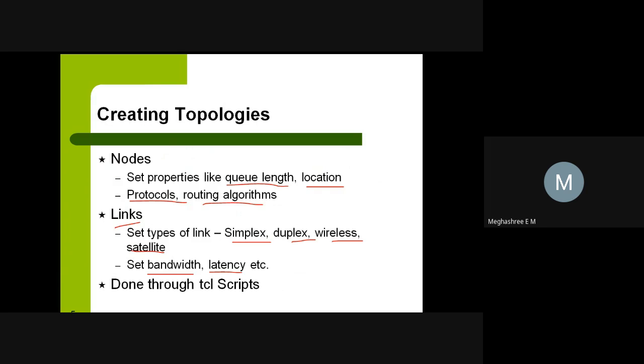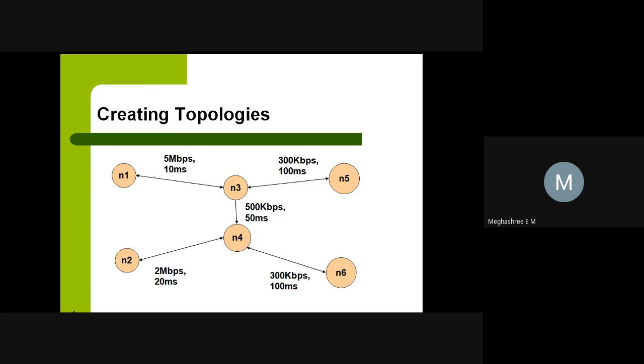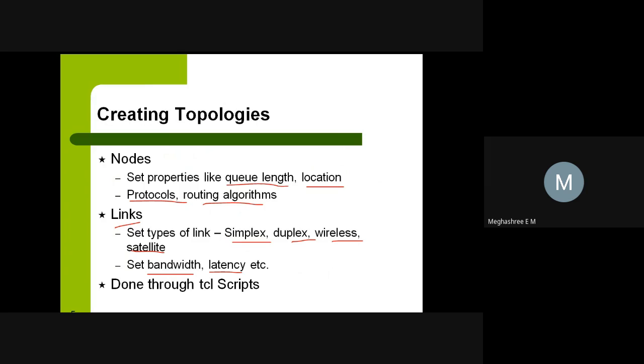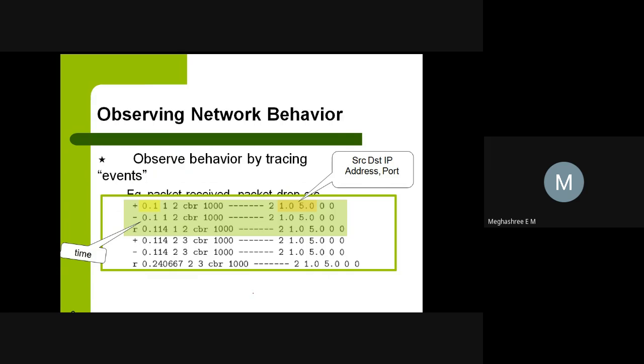Whatever we saw here, the nodes, links, and setting the bandwidth and latency, can be done using TCL scripts. NS2 makes use of TCL scripts. All the programming or coding we are going to do using TCL, that is tool command language. Next, we'll see how the network behaves.